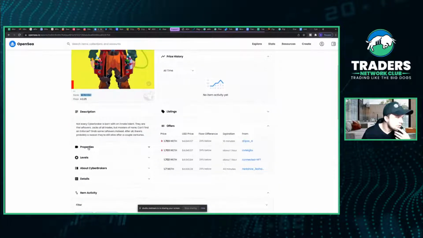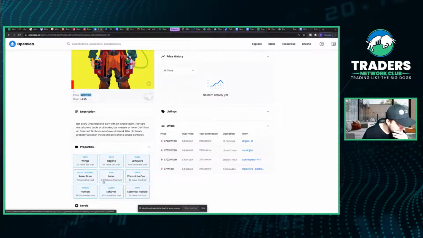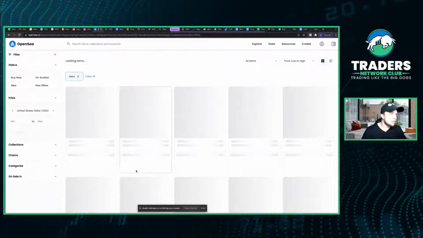So if you go down here and go to properties, you'll see that it has a percentage for each trait. So for his back, he has wins. It's only a 2% trait, which is not that low. You kind of want to find anything under 1%. So right here, his hair is Mars. That's 0.73%. That's pretty rare. It's under 1%. I would say anything under 1% is pretty rare. Like this is 1%. This is pretty rare. But this one is rare. You know what I'm saying? It's under 1%. So we're going to click on that.